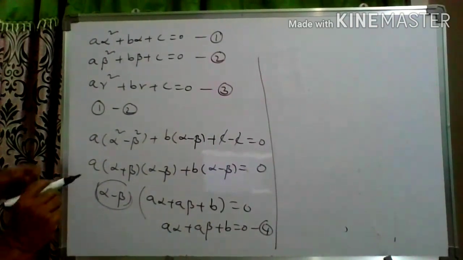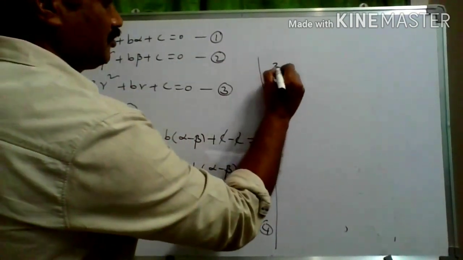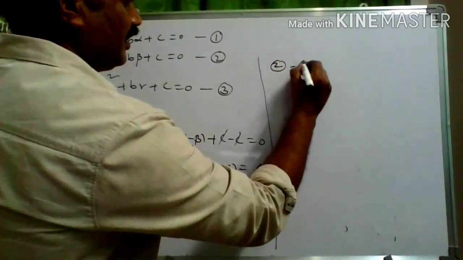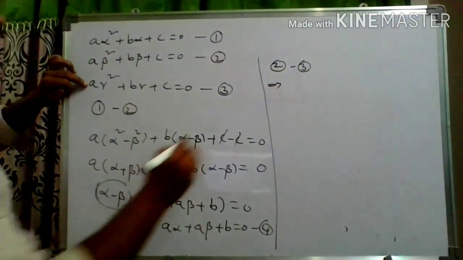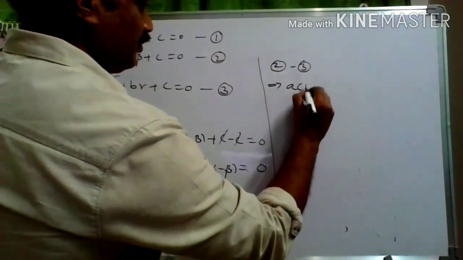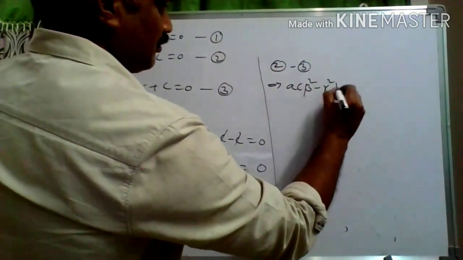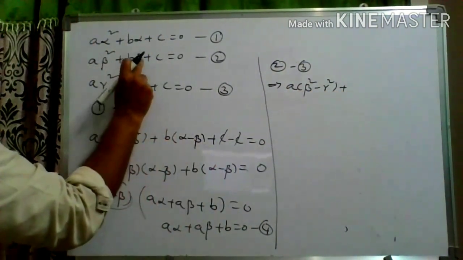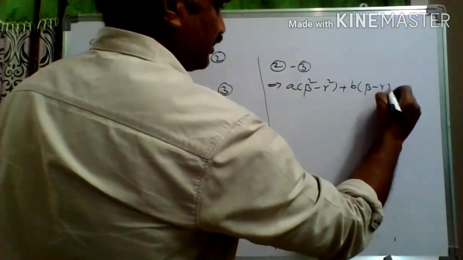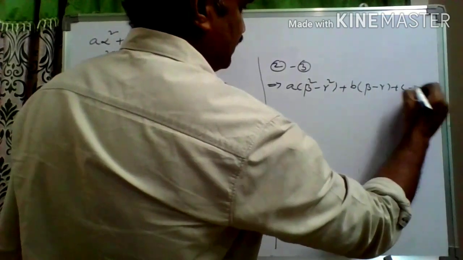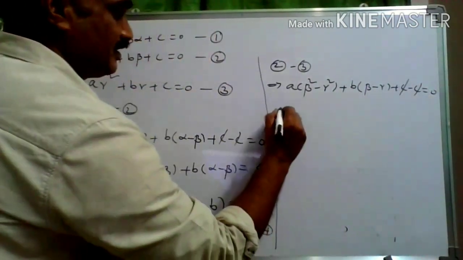Students, next, equation 1 minus 2, and next, equation 2 minus 3. So 2 minus 3 gives a beta square minus a gamma square, that is a into beta square minus gamma square, plus b beta minus b gamma. B is common, so beta minus gamma, plus c minus c, which gets cancelled.